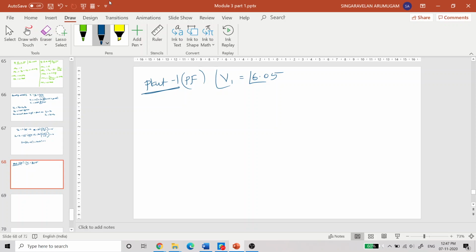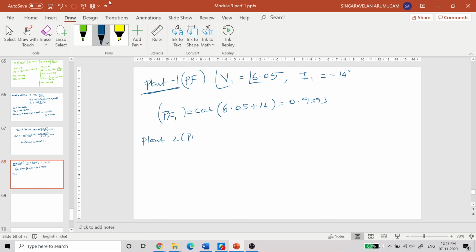Okay, so the angle of V1 is 6.05, and we know the angle of I1 is minus 14.0. So the power factor for plant 1 is equal to cos of 6.05 plus 14, which is 0.9393. This is the power factor for plant 1, and then the power factor for plant 2.